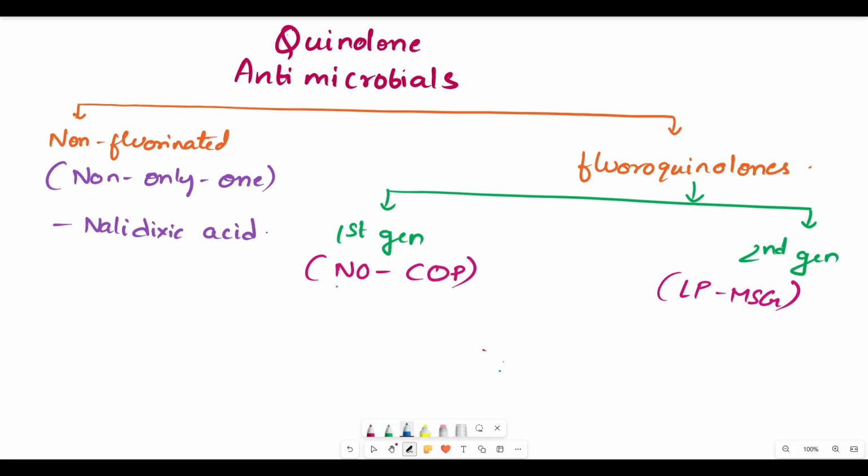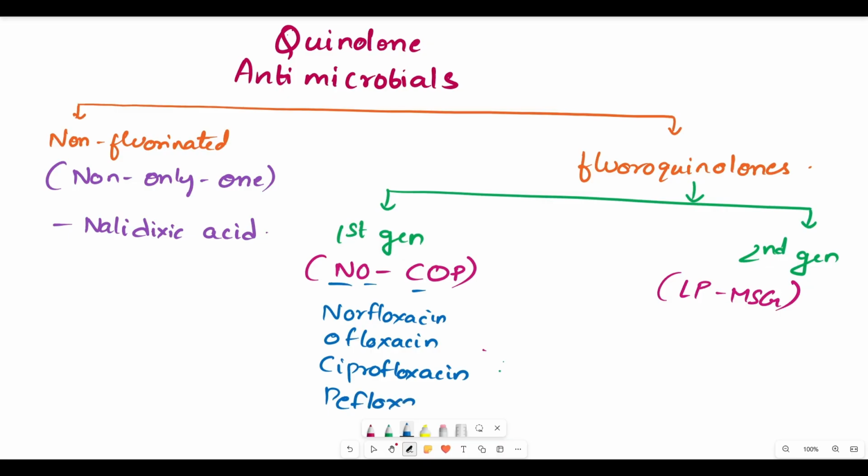In the first generation, NOCOP is the trick, where N means it is the first example, that is norfloxacin. O means it is the second example, that is ofloxacin. C means it is the third example, that is ciprofloxacin. And P means it is the last example, that is pefloxacin.